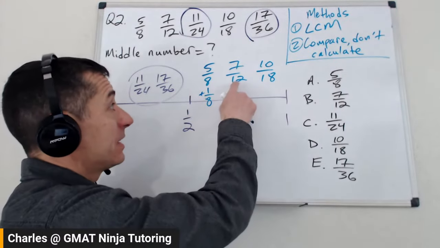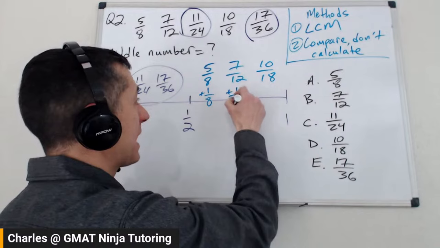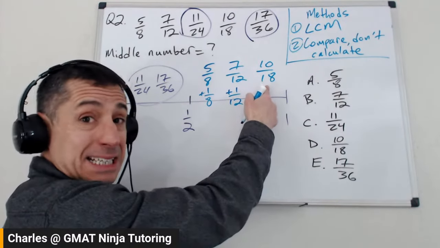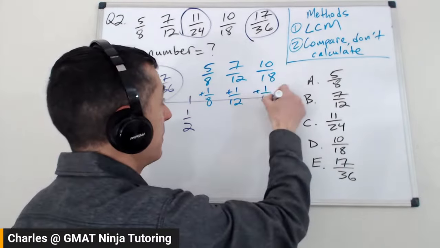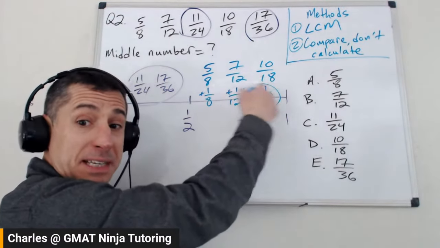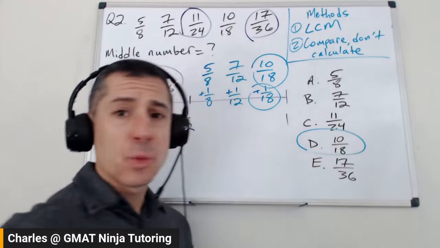Okay. 6/12 is a half. So 7/12 is 1/12 more than a half. And same idea here, 10/18. Well, 9/18 is a half, so this one is 1/18 bigger than a half. So 10/18 has to be my smallest of these three. That's it. Here's my answer. Answer is D in this case, and we're done.